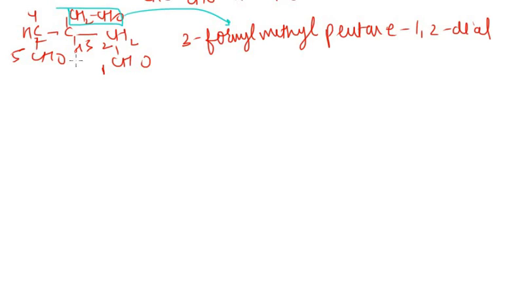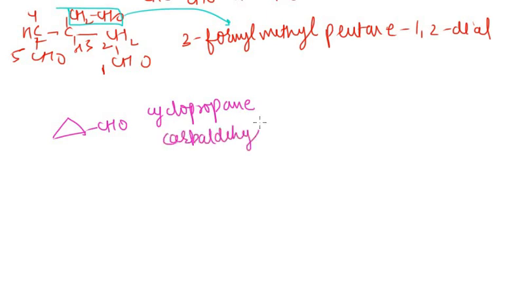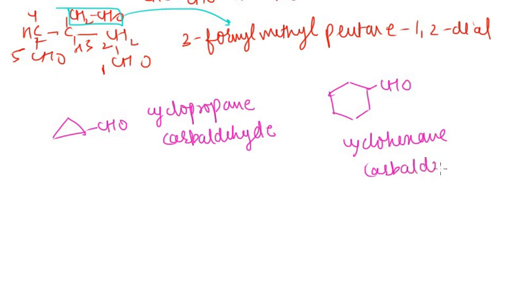Where else we use the special name? We use the special name when it is also directly attached to the cyclic chain. Here we will be naming it as cyclopropane carbaldehyde. Here you will be naming it as cyclohexane carbaldehyde.